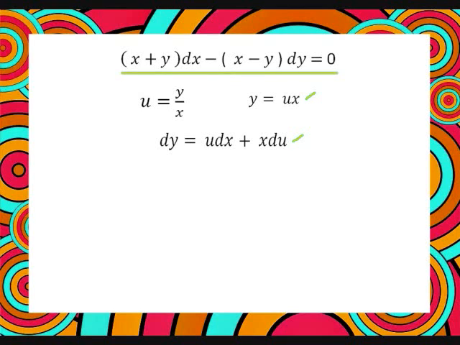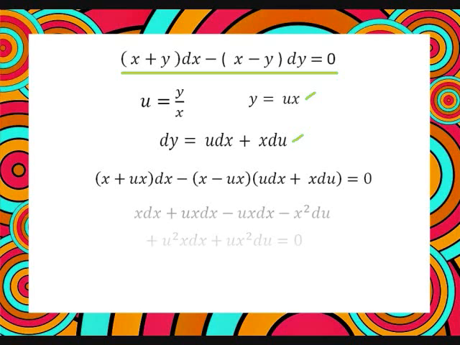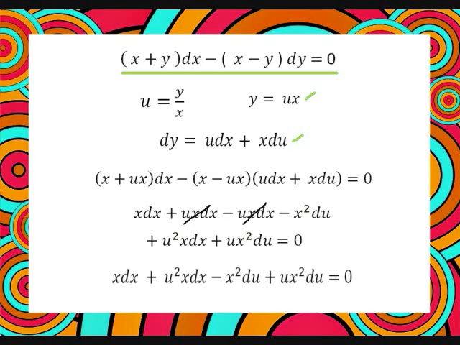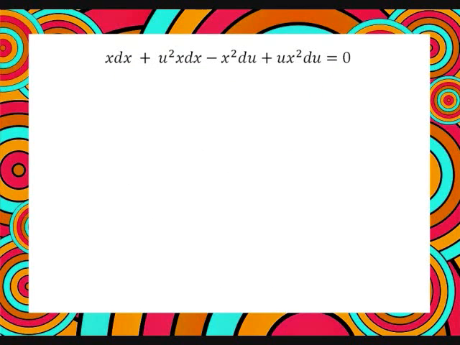to the equation above, so we have the quantity (x plus ux) dx minus the quantity (x minus ux) multiplied with the quantity (u dx plus x du) equal to 0. We then distribute what needs to be distributed, cancel what needs to be canceled, and now we are left with x dx plus u squared x dx minus x squared du plus u x squared du equal to 0.